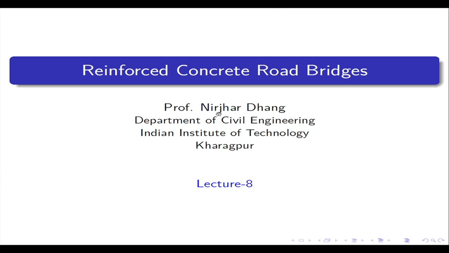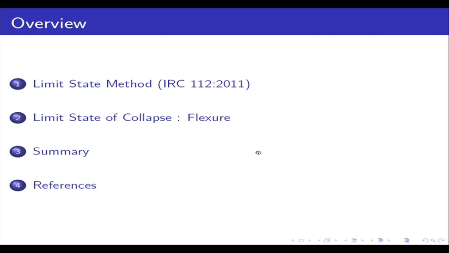Those who are older, maybe you are using the 1978 code. First time the limit state method was introduced in 1978, IS 456. Later on IS 456 2000 modified certain clauses. Now we shall go for the next one, that is our lecture 8, reinforced concrete road bridges.